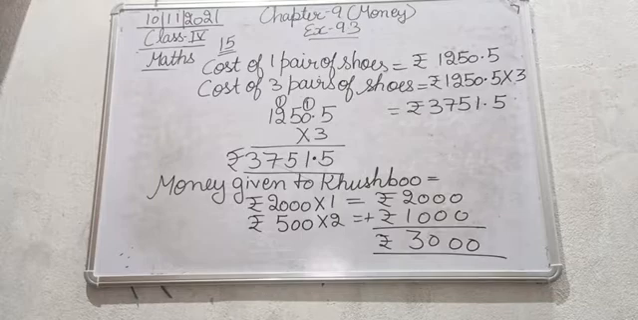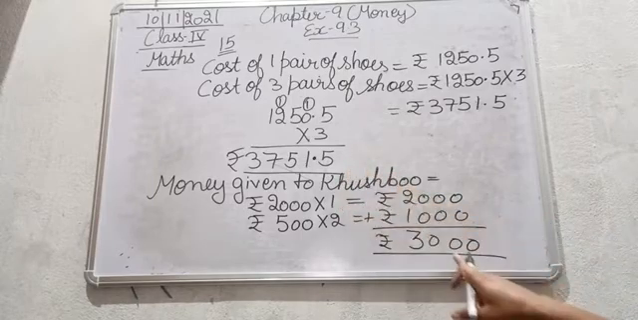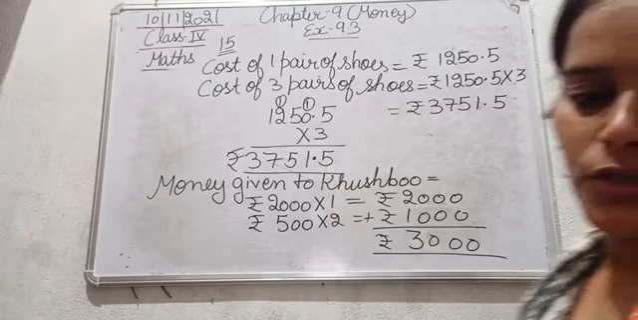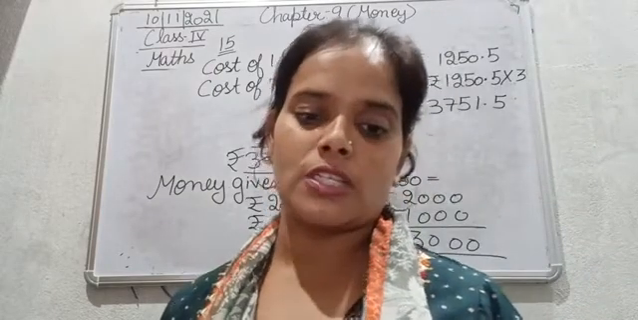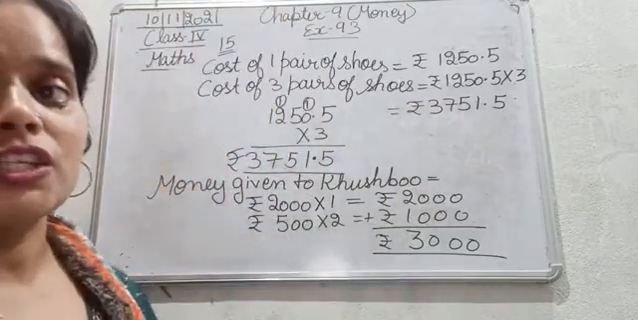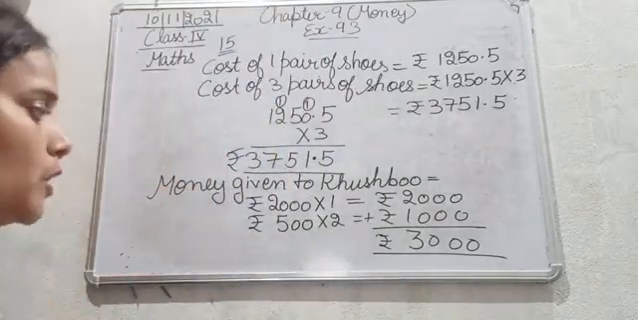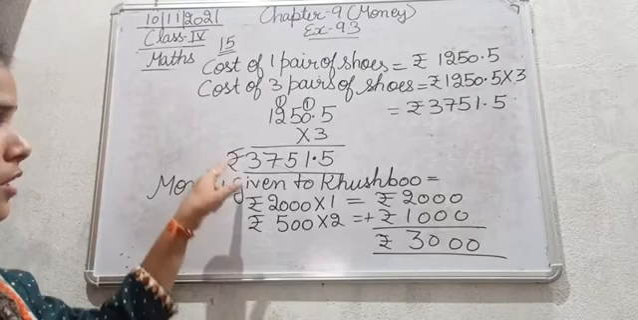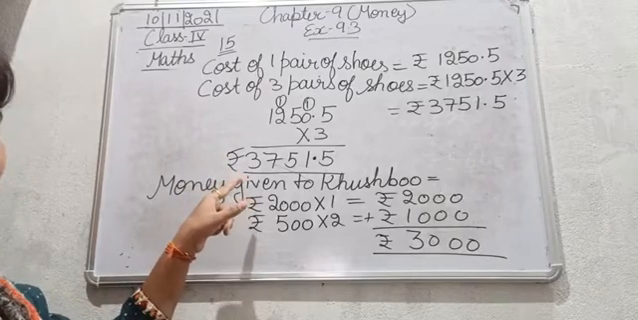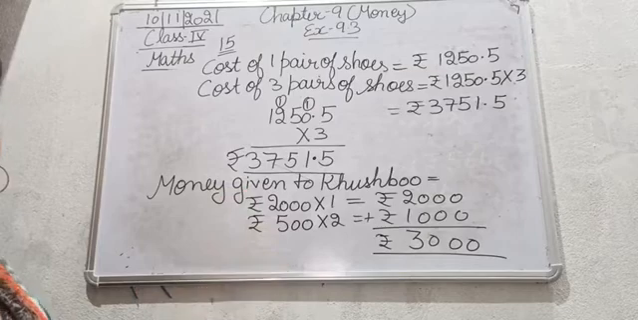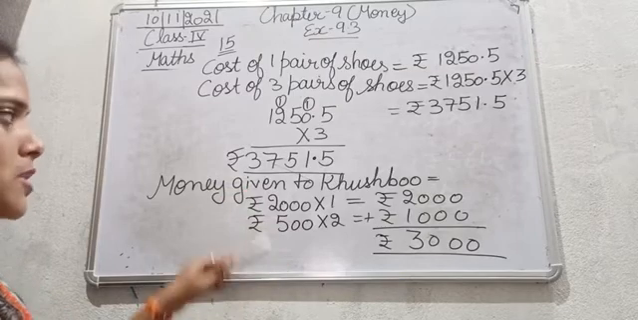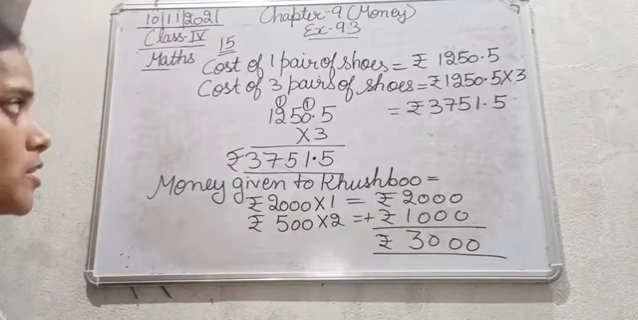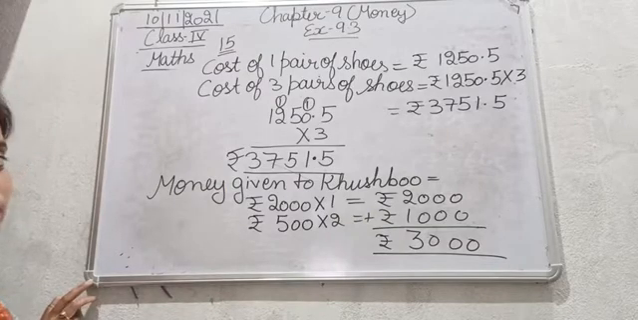For that we will subtract 3,000 rupees from the total cost of the shoes. The question was how much money Rajni still has to pay. Cost was 3,751 rupees and 50 paisa, whereas she has paid only 3,000. So that means she has given this much, so she will have to give more money. So what is the total cost? That we will find next.